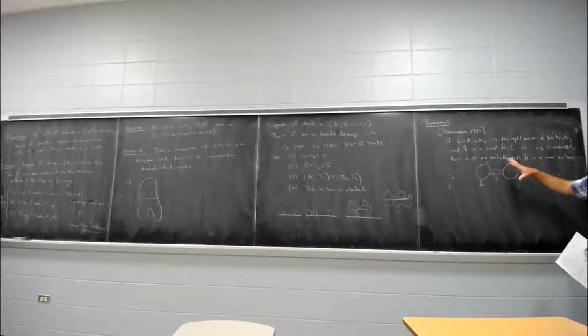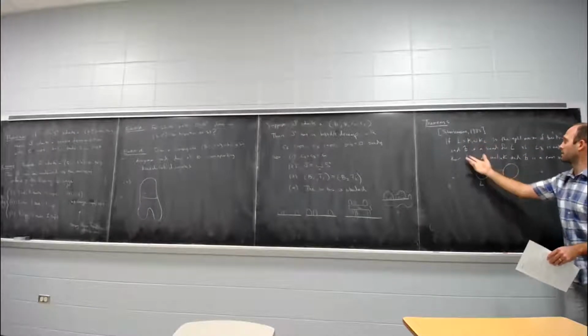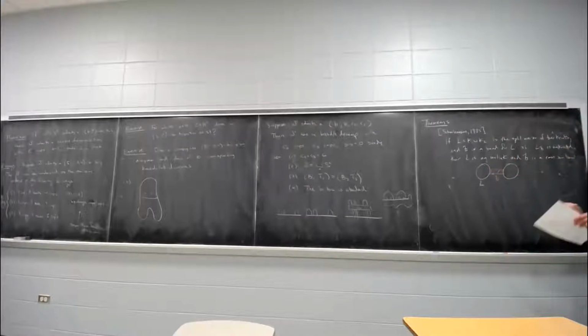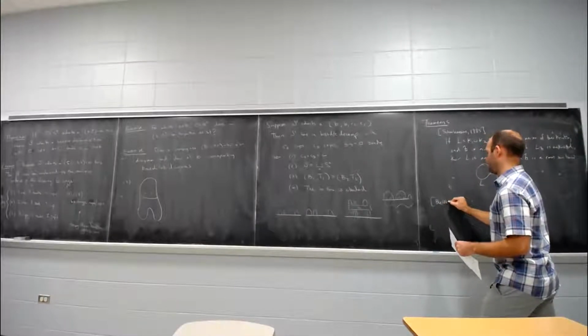So this is a really strong result that says if we attach a band to a two-component split link and the result is an unknot, then our original knots had to be unknotted, and the band has to be as simple as possible.